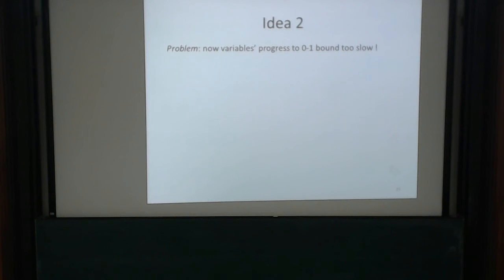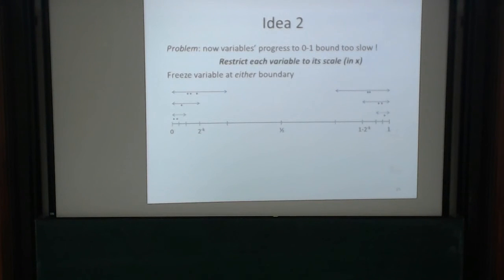But there is a problem with this, which is that now variables are not going to reach the boundary 0 or 1 fast enough, because we've scaled them all down by x. So a lot of them could be close to 0. So that's not good enough.